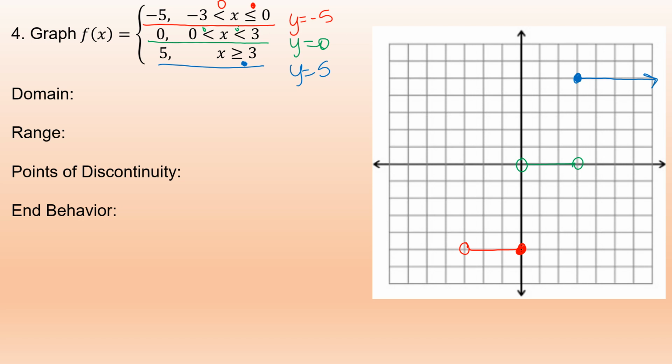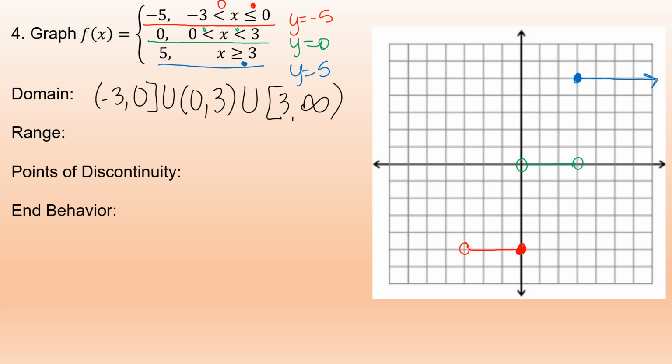All right, what's our domain? The farthest left value that we have is -3. It is not included. We travel to 0 with a bracket. Then we pick up again at 0 and go from 0 to 3, both parentheses. And then we pick up again at x equaling 3 with a bracket and travel out to positive infinity. And that is because the blue section, that last part of our piecewise function, is every value greater than or equal to 3. All right, our range values are -5, 0, and +5. List them or just write them in brackets.